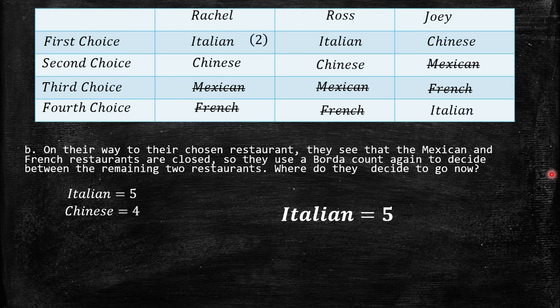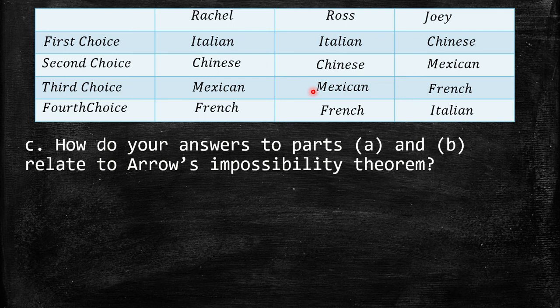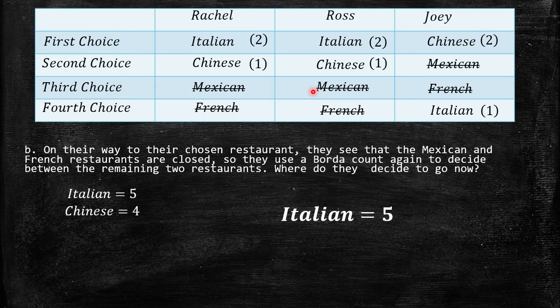Let's establish points again. We're going to establish 2, naturally, because we just have 2 options, Italian and Chinese. Then it should be 2, 1, 2, 1, 2, 1. As you can see, Italian will finish with 5, and Chinese now with 4. Then Italian should be the option, since the Mexican and French restaurants are closed.